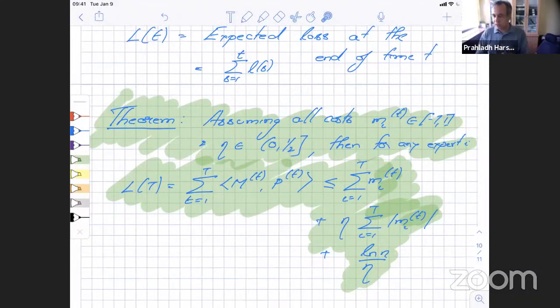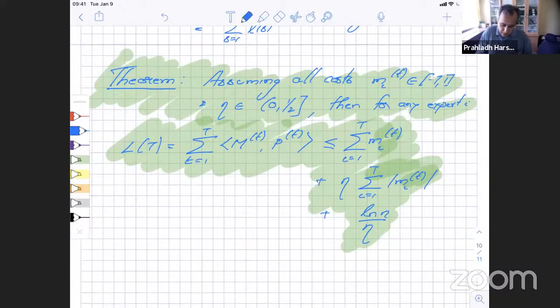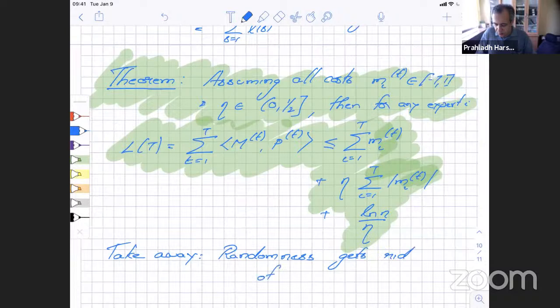And the analysis is going to be almost identical to the analysis we have seen before, except we'll be working with this expected loss, because we are working with a randomized algorithm rather than a deterministic algorithm. Any questions? So this is what we will prove next time. So the takeaway is the randomness gets rid of the factor of 2.